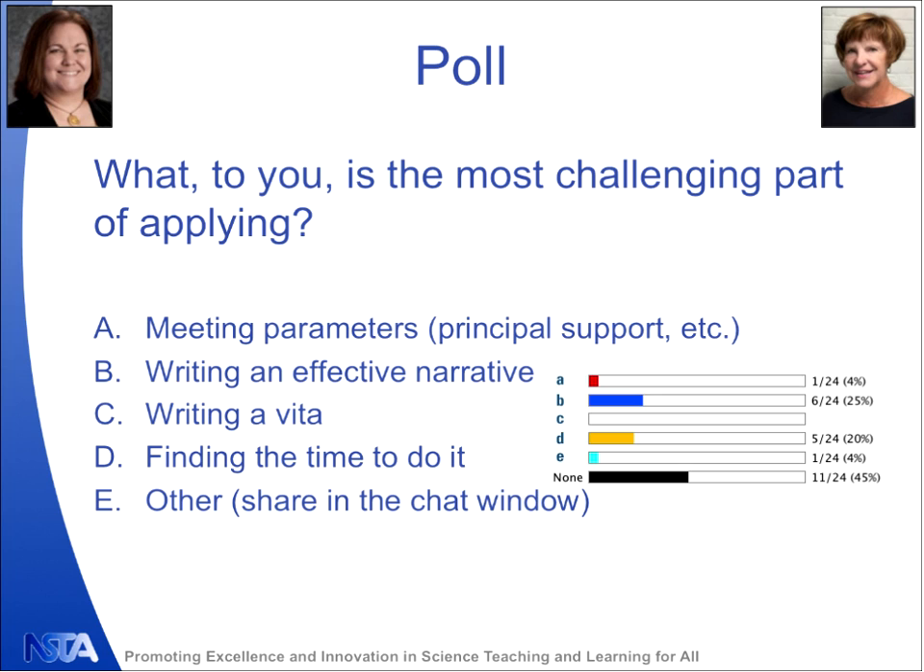Well, 1 said meeting the parameters would be hard. 6 said writing an effective narrative. For C, we didn't have anybody writing a vita, because you probably have been updating as you go. For D, we have 5 who have said finding the time to do it. For E, we have 1. And then we have 11 who didn't answer our poll question. So again, writing the effective narrative, that can be a little daunting at times.